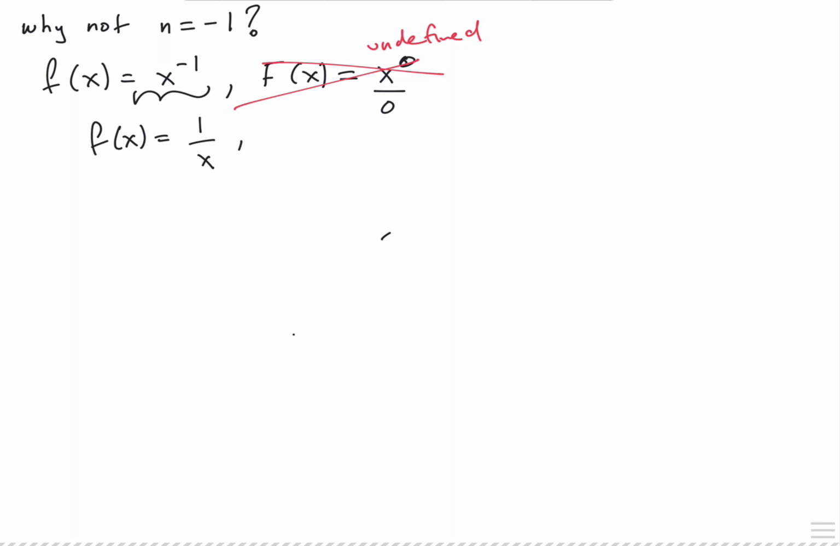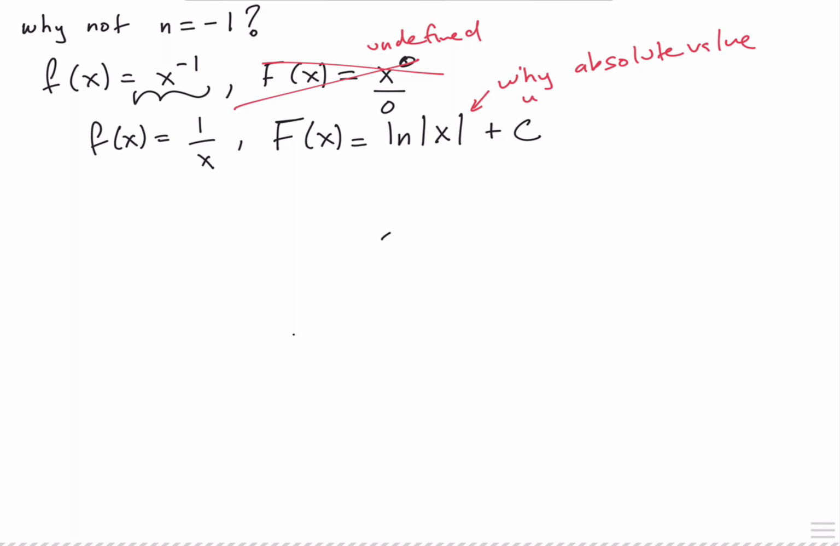So what's the function whose derivative is 1 over x? Yeah, ln of x. It's actually ln of the absolute value of x. And we'll see this a little bit later. Why absolute value? We will see later.